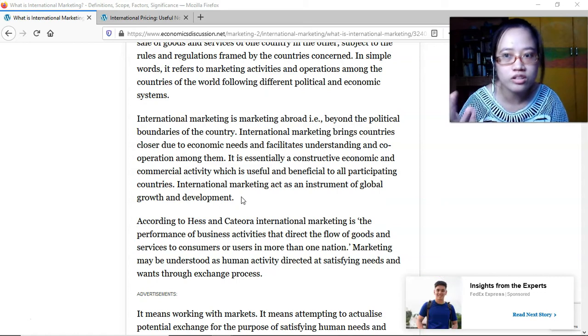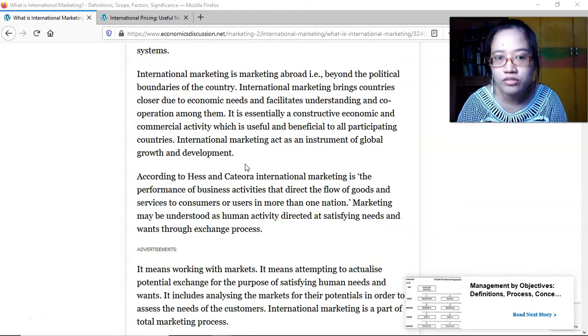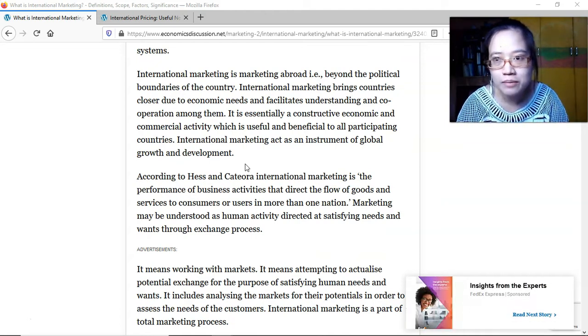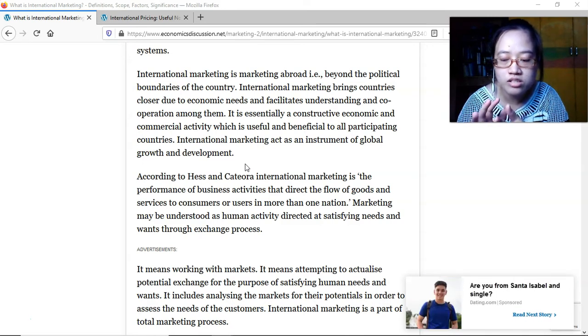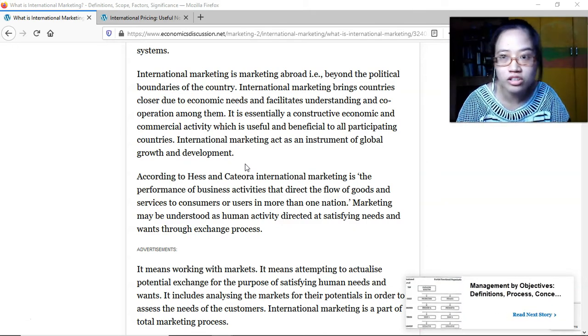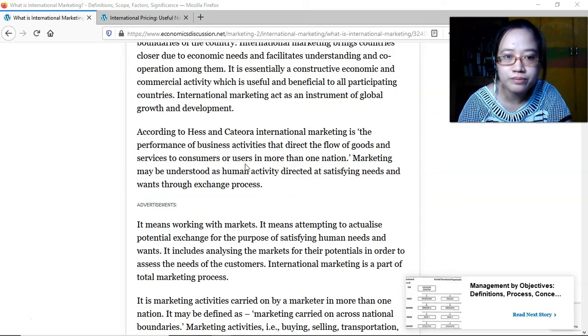It's also possible that there's an exchange of goods and services between the countries depending on what they have to offer. International marketing acts as an instrument of global growth and development. Okay, the additional demand for the product, if the companies in this particular country have excess capacity to produce those products and services, and there's not much demand in this particular country, then the excess supply, they could bring it to another country, and that could drive economic growth and development.